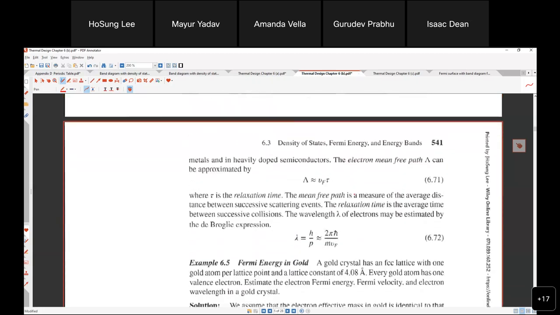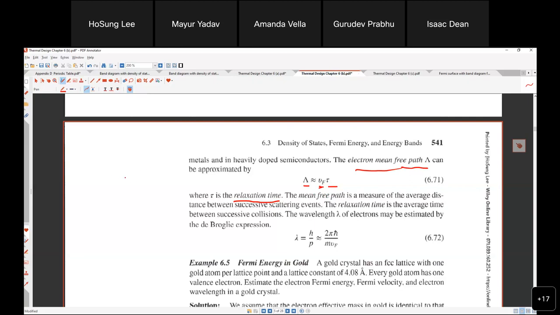Okay, and then once we know the velocity and the mean free path, because tau is the relaxation time, we say that is the time between collisions, electron moves and collides. So between the collisions is what we call relaxation time. And then we can compute the mean free path. A little bit, I'm going to discuss more, but something like that. Velocity, electron, relaxation time, and the mean free path.